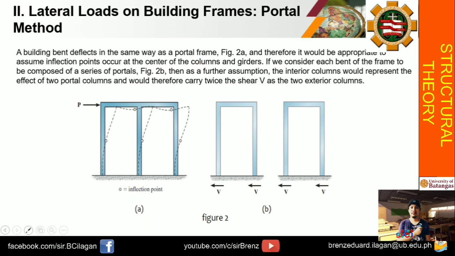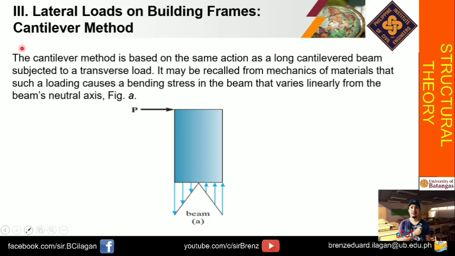So the next method will be the cantilever method. So, what is in our cantilever method? The cantilever method is based on the same action as a long cantilevered beam, which is subjected to transverse loads. With that, it may be recalled from mechanics of materials, from your mechanics of deformable bodies, that such a loading causes a bending stress in the beam that varies linearly from the beam's neutral axis. So assuming this is the cross-section of your beam, lying flat, this is its neutral axis, right? And when you have bending stress, you undergo tension and compression. So imagine this portion will undergo tension and this portion will undergo compression.